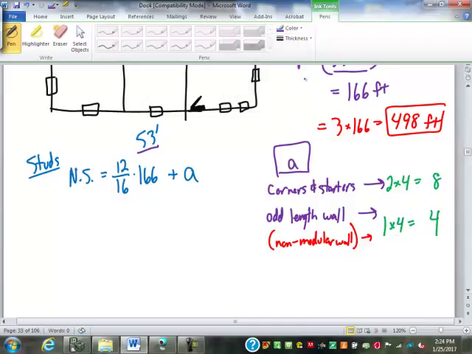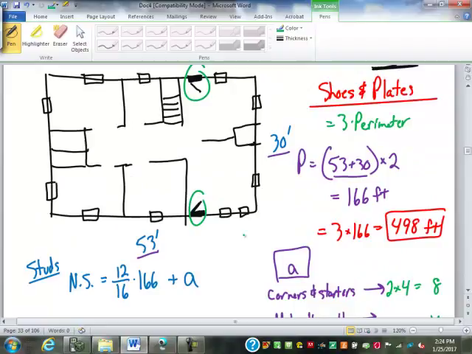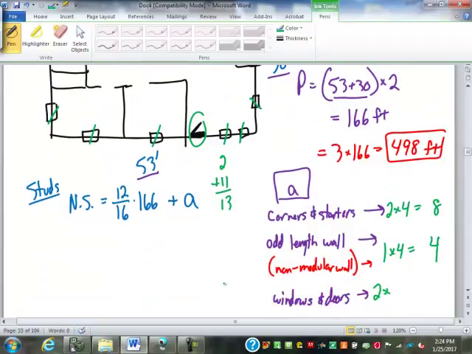What else do we add for, guys? Windows and doors, perfect. How many do we add for each of those? For each window and door, how many studs do we add? 2, good. So we have 2 doors and 1, 2, 3, 4, 5, 6, 7, 8, 9, 10, 11 windows. So that's 13 times 2 is 26.